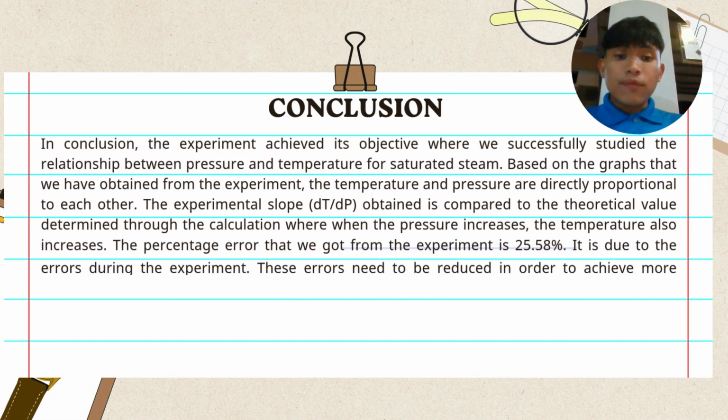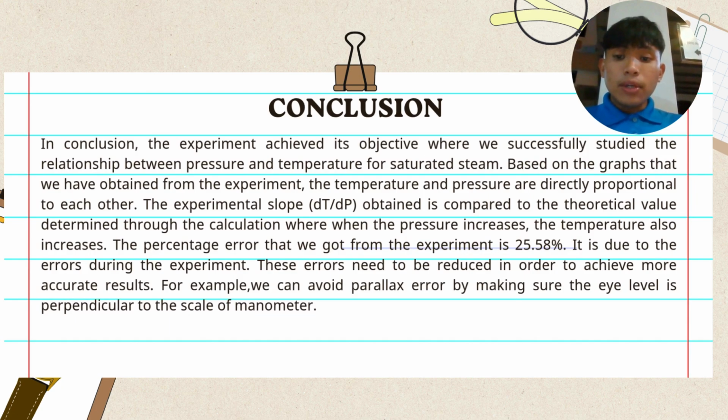Okay, so what do we get from the experiment? In conclusion, the experiment achieved its objective, where we successfully studied the relationship between the pressure and the temperature for saturated steam. Based on the graph that we obtained from the experiment, the temperature and pressure are directly proportional to each other. The experimental slope dT/dP obtained is compared to the theoretical value and determined through the calculation, where when the pressure increases, the temperature also increases.